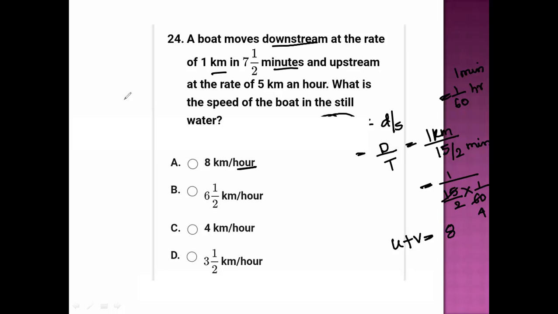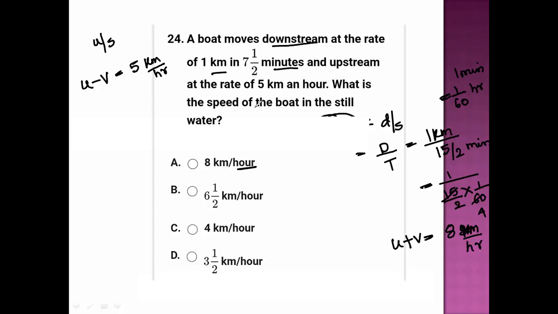And also he has given the upstream side details. When you take the upstream side details, you can see that it is moving at the rate of 5 kilometer an hour. On the upstream side, the relative speed will be u minus v, which is given as simply 5 kilometer per hour. And u plus v is equal to 8 kilometer per hour.